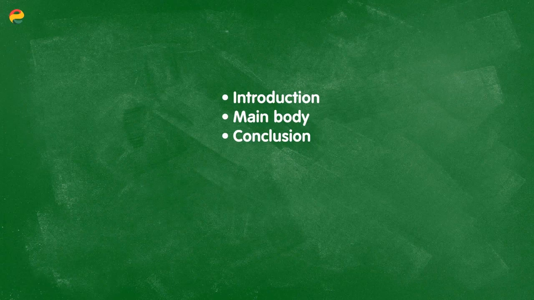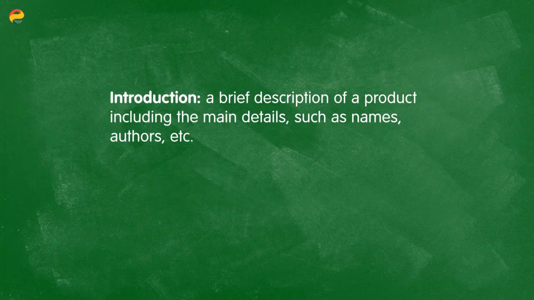Now, structurally, a review, just like any other form of writing, has three main parts: the introduction, the main body, and the conclusion. So let's look at how we form each of these in a review. In a review, the introduction is going to contain all of the background information about the work. It's going to contain any information that I need to understand the rest of the work. So in this case, a brief description of the product that I'm reviewing, including main details like names, authors, actors.